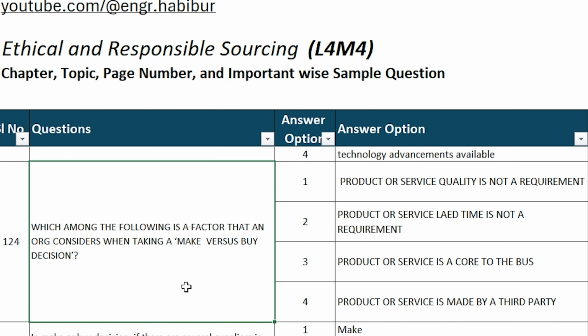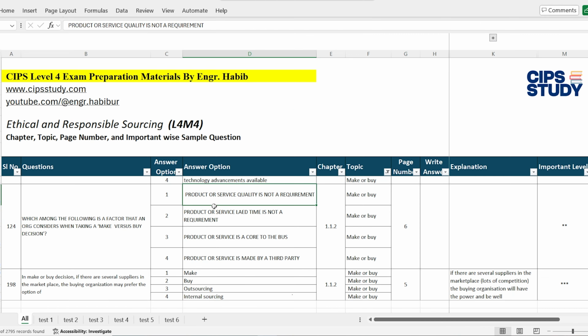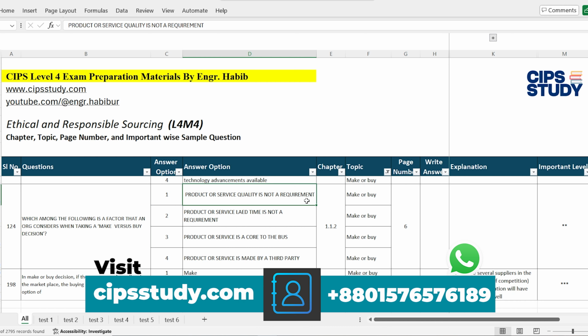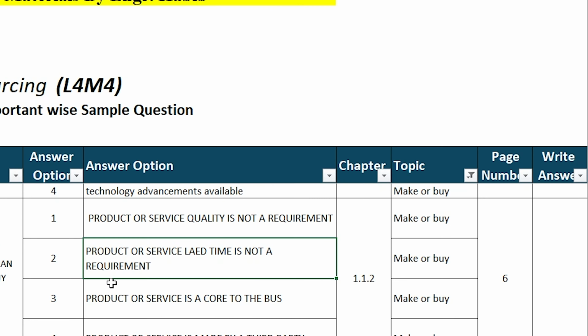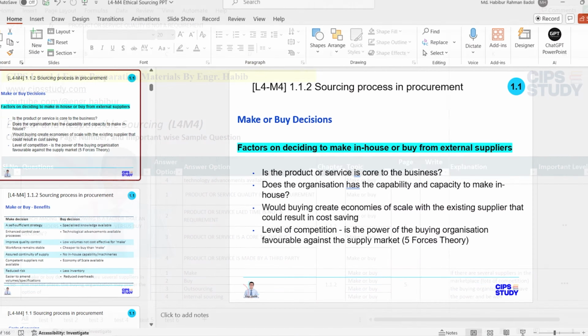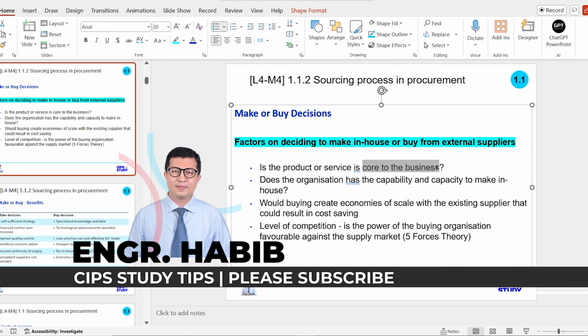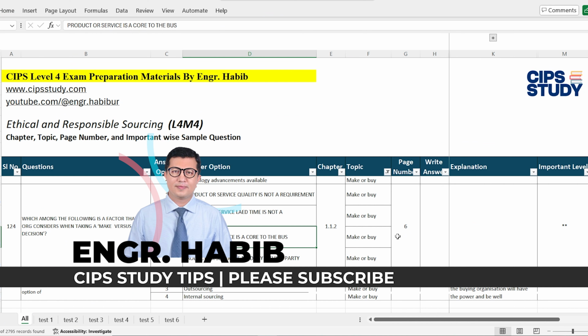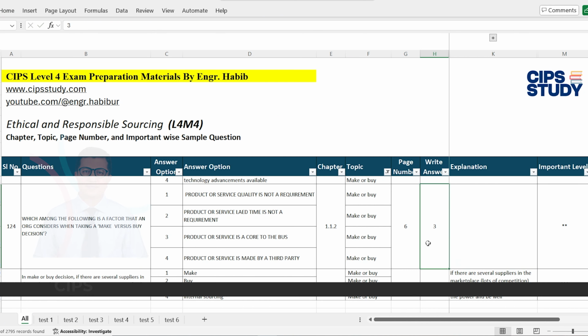And then the third question is: which of the following is a factor that an organization considers when making a make versus buy decision? From here actually these questions come. First, product or service quality is not a requirement, it is not mentioned there. And product or service lead time is not a requirement, it is also not mentioned there. Product or service is core to the business, yes, this is the possibility. And product or service is made by a third party. So if we read this, this is core to the business, this is the answer. So we write here 3.